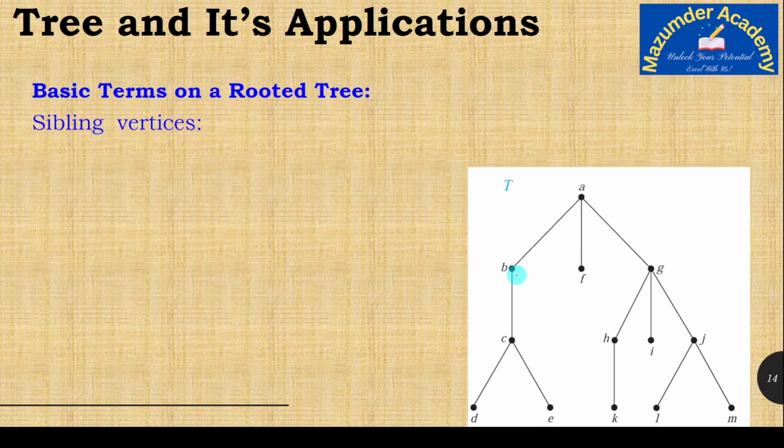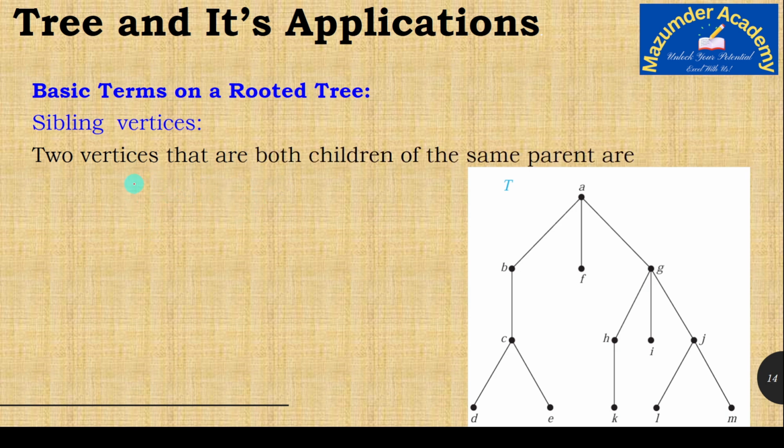Next we will see what siblings are. Siblings, vertices, in the name itself we can understand brothers and sisters. So let us see the definition. Any two or more vertices will be treated as siblings if they have the same parent. For example, here H, I and J all have the same parent G, so H, I and J will be treated as siblings.